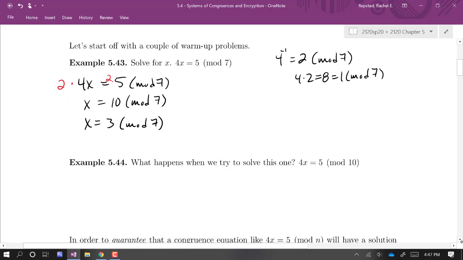If we change this problem slightly and want to solve 4x equals 5 mod 10 instead of mod 7, we run into trouble. We actually can't solve this one because 4 and 10 are not relatively prime, which means 4 has no inverse. So we can't solve this one, because 4 has no inverse in Z10.